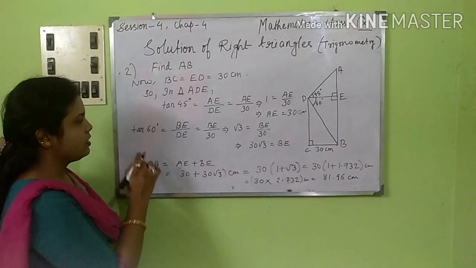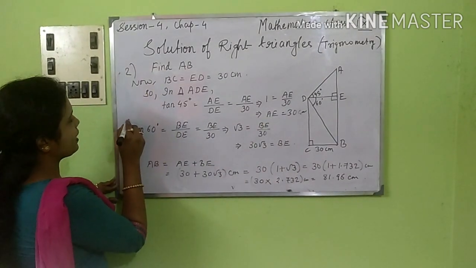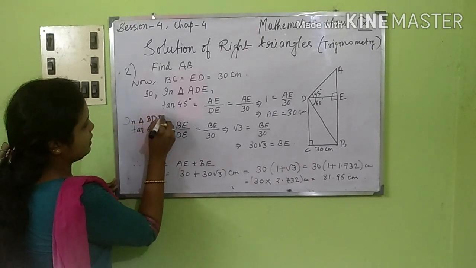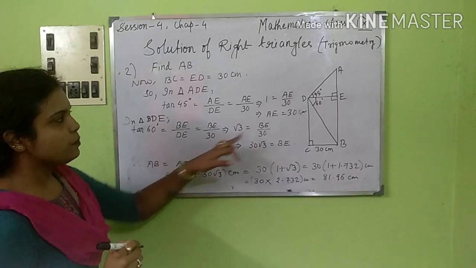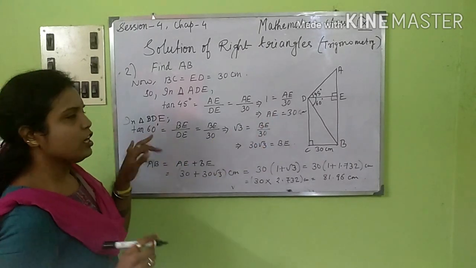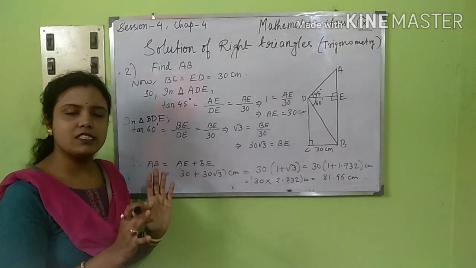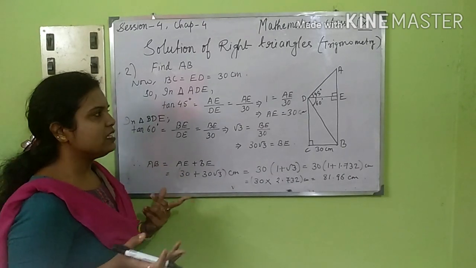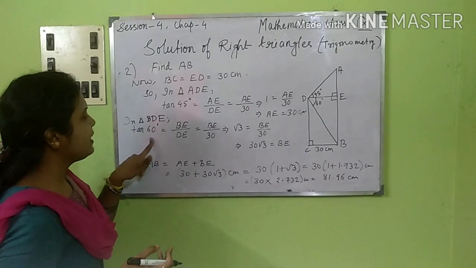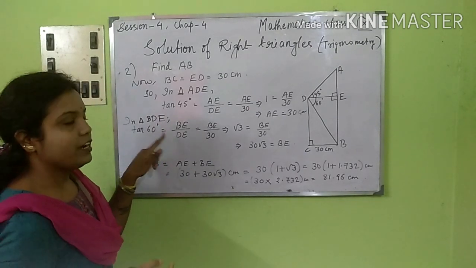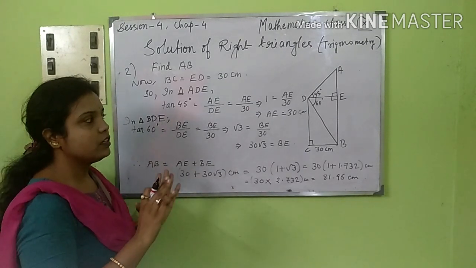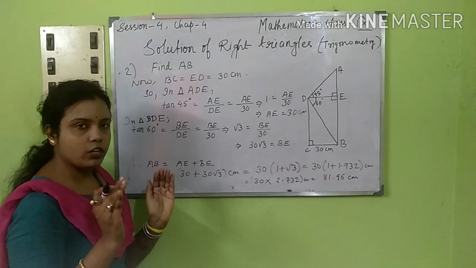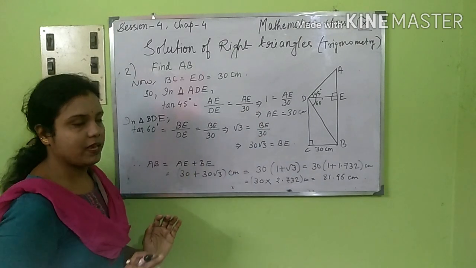Okay, next, considering the second triangle, I can write it here, in triangle BDE. In this particular triangle, we have taken tan. Usually we carry out all the sums with tan only. Okay, so it can be easier for you to calculate. Tan 60 is equal to, now I said the one with the acute angle and the perpendicular on the same side, that will give you the base.